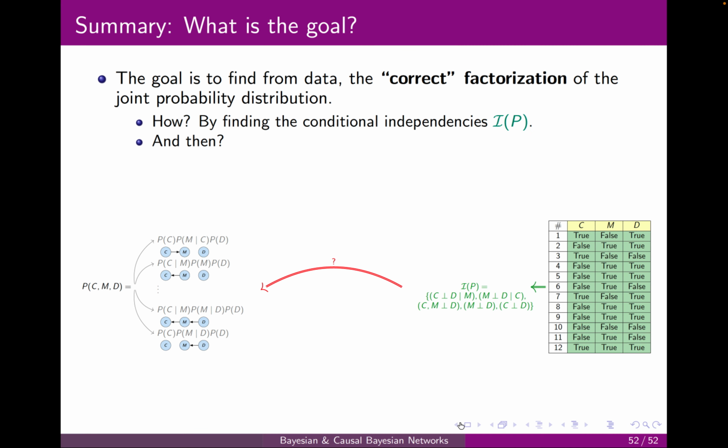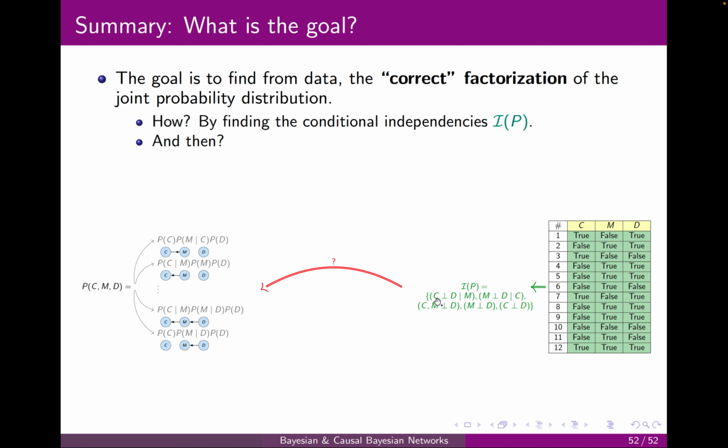Okay, so, summary. Recall the big picture. What was the goal? The goal was to find from data the correct factorization to reduce the number of parameters. And we saw that you can factorize this in many, many ways. And for each of them, we draw the corresponding Bayesian nets. For I_P, we assume that we did some tests on this. It's not necessarily true here, it's just an example.